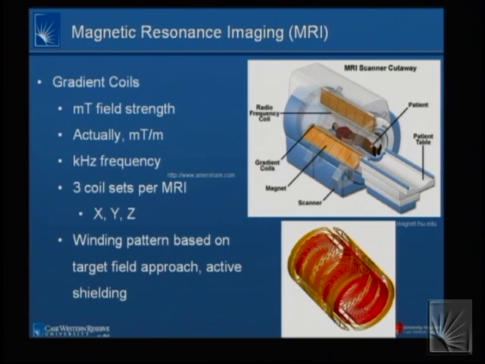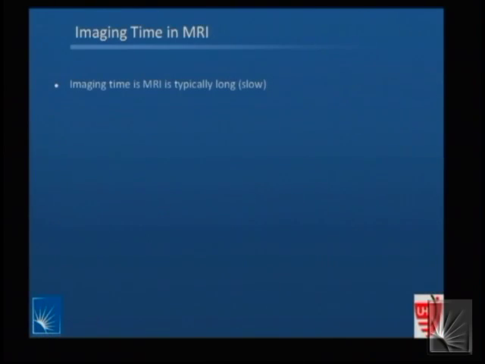My winding pattern, that is how I actually create the coils that are going to create these magnetic fields, are based on a target field approach that allows me to also incorporate active shielding. That is, creating no spurious magnetic fields outside of the coils themselves on the conducting surface of the magnet. I'm going to minimize my amount of eddy currents.